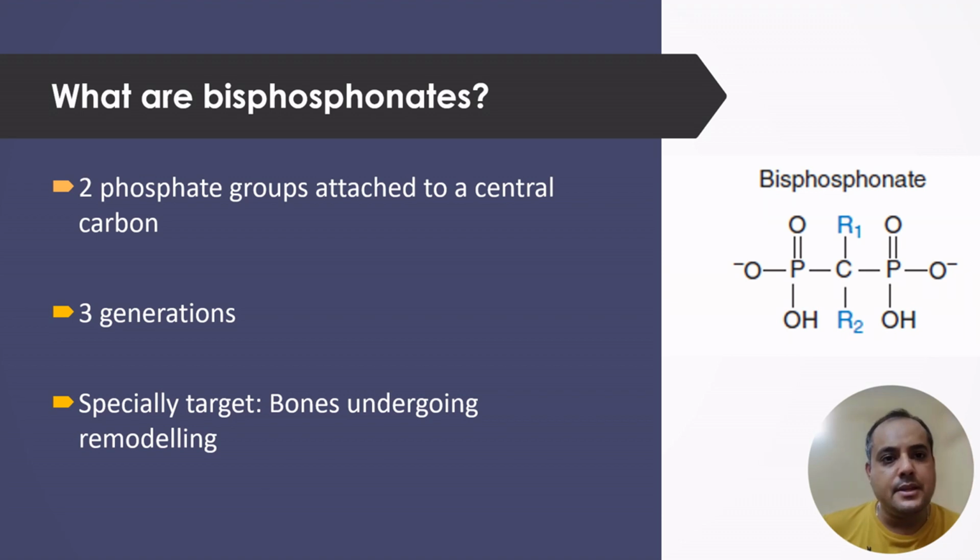So what do we mean by bisphosphonates? As you know, bis stands for 2, and phosphonate means that you have got 2 phosphate groups. So these 2 phosphate groups are attached to a single carbon atom.